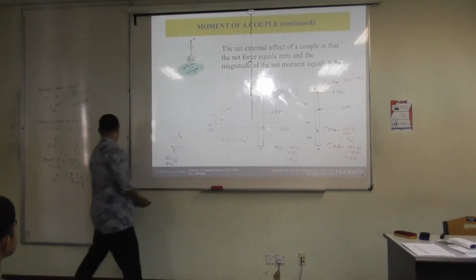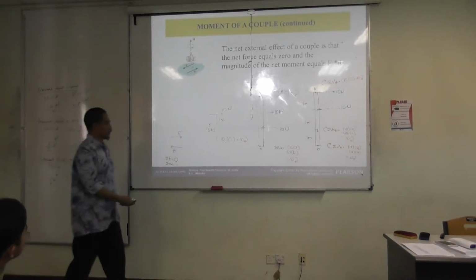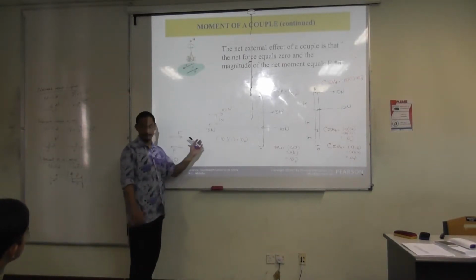So that's why we might as well just calculate for the couple. Meaning the effect about any point is just that, and we don't need to ask what the effect is about this point or that point. No, it's always the couple moment. Right? So you understand the concept?